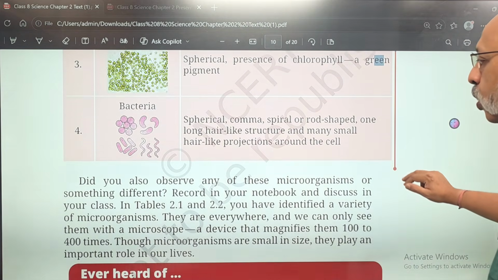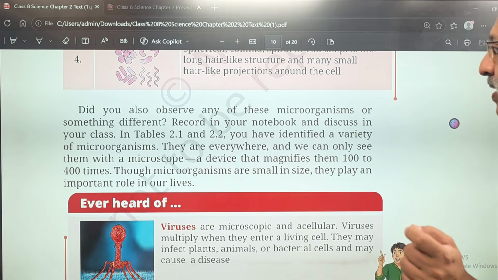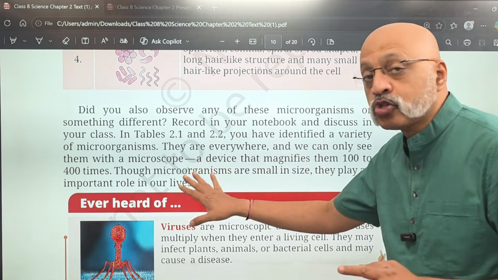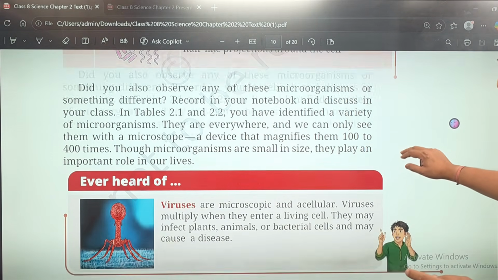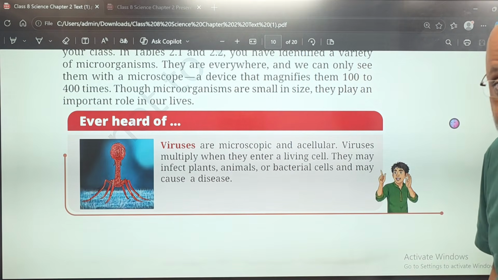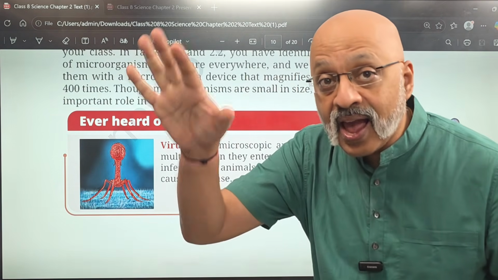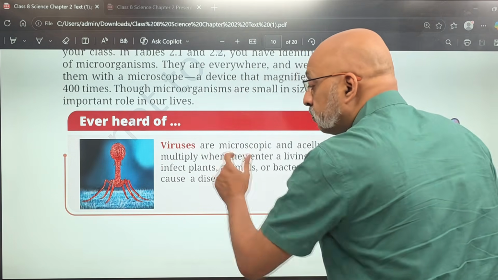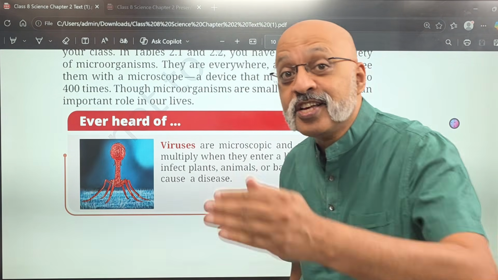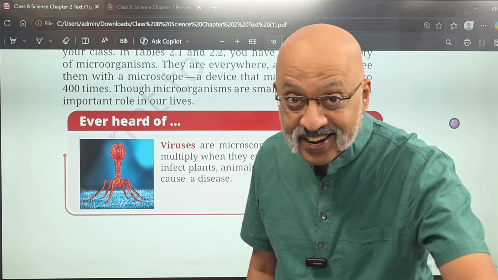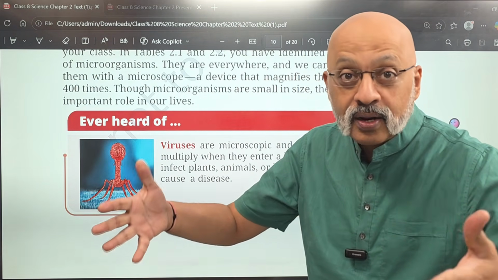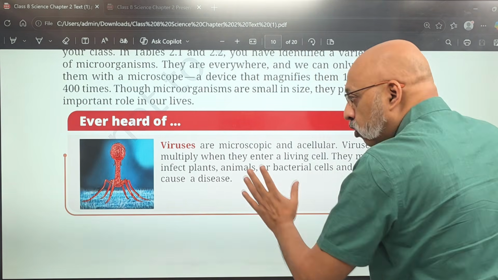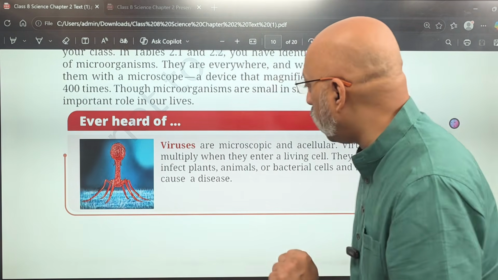Now, did you also observe any of these microorganisms, something different? These are all somewhere, and you need the microscope in order to be able to see them. Then you have the virus. Apart from the fungus, the algae and bacteria and amoeba and paramecium protozoa, you have something called the virus. Virus is not the dean in Three Idiots. Virus is what causes the maximum amount of problem in the human population. They are microscopic, that is, you need a microscope to observe them.